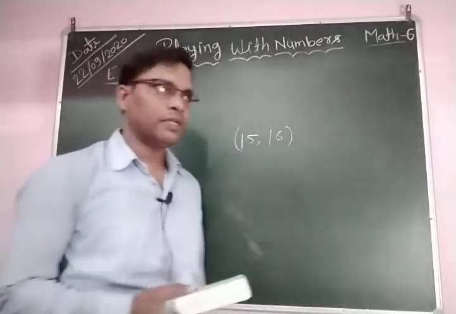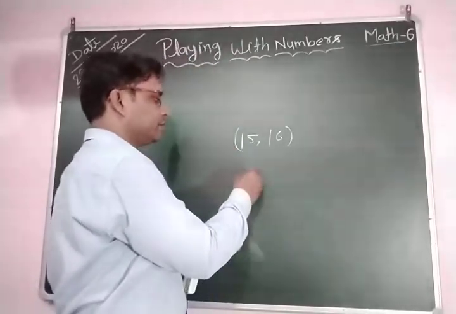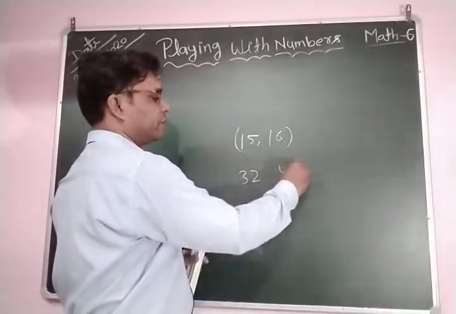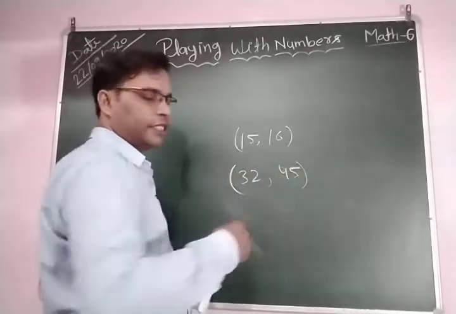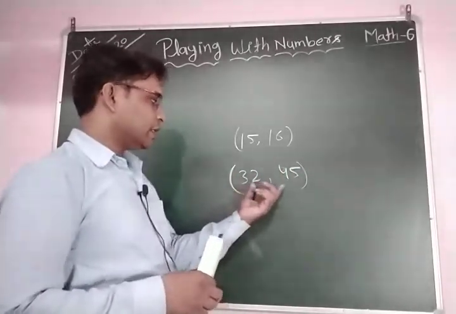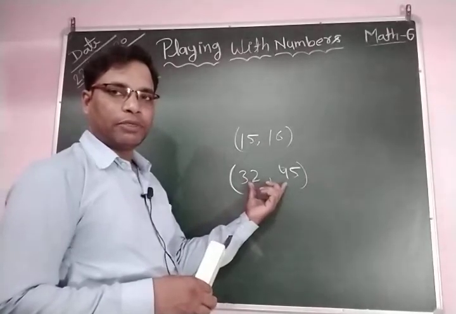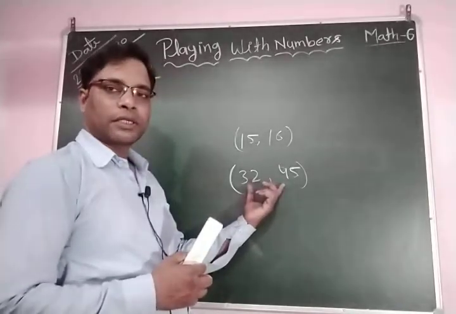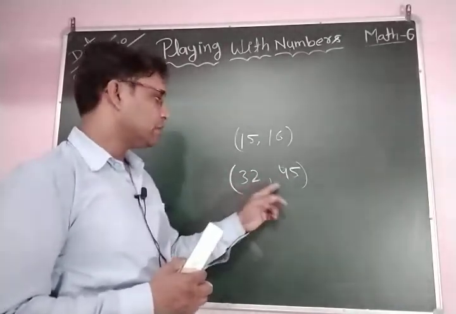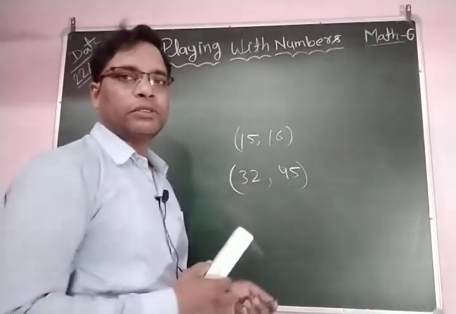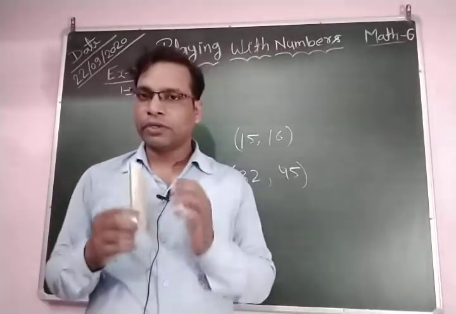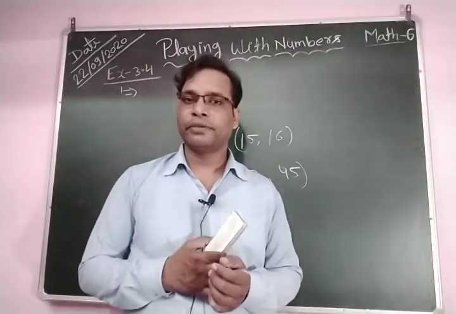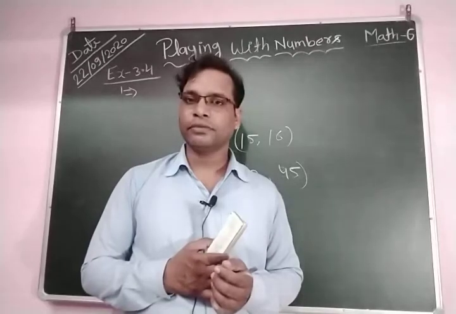Okay, we take another example. If you take 32 and 45, this is a pair of numbers that have no common factor between them except one. So this is a co-prime pair, but neither is a prime number. This is a composite number, and this is a composite number. So here is one thing I want to make clear. What is a prime number?